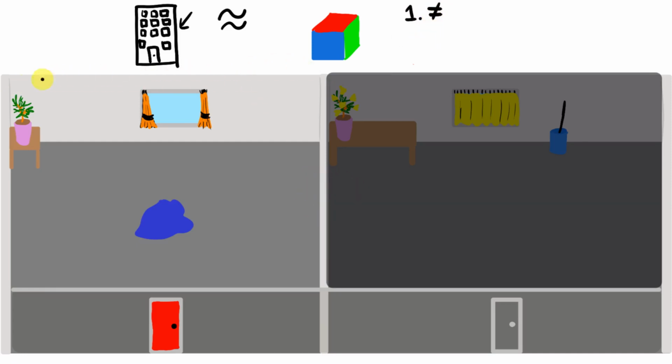This is a wall. The apartment has four walls. One, two, three, and four walls. This is a cube with six sides.